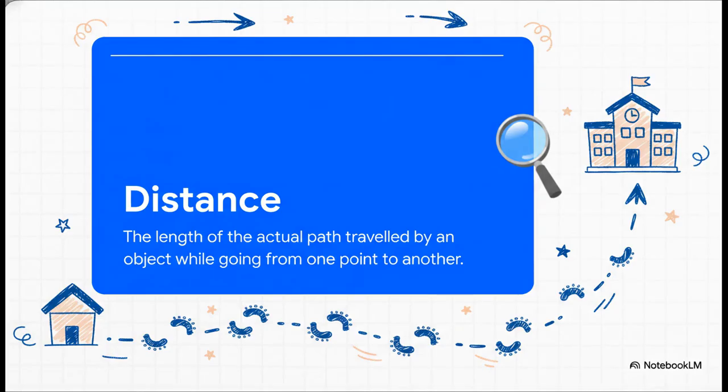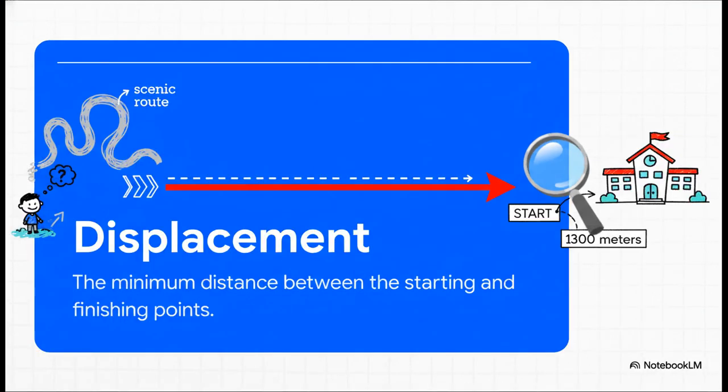Now, distance is what it sounds like. It's the total ground you covered. It's literally every step Sheetal took. So you take the 500 meters to Sangeeta's place, and you add the 1,200 meters from there to school. All told, she walked a distance of 1,700 meters. Displacement, on the other hand, does not care about your scenic route. It's the as-the-crow-flies measurement. It's just the shortest, straightest line from your starting point to your finishing point. In our story, that's Prashant's path, a straight shot of only 1,300 meters.